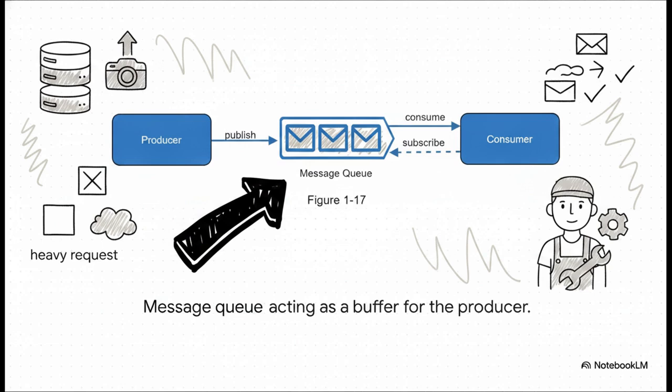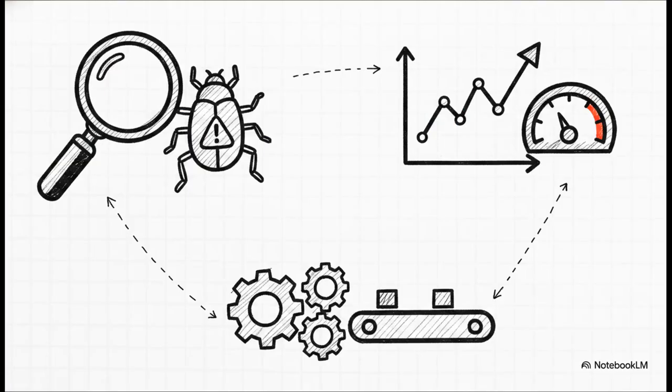Instead of doing the work itself, it just drops a message into the queue and instantly tells the user, hey, task started. Then later on, a consumer, like a dedicated background worker, comes along, grabs the message, and does all that heavy lifting behind the scenes. Because they're fully decoupled, you can scale your web servers and your background workers totally independently. It's brilliant.